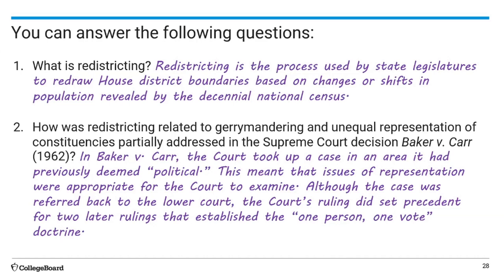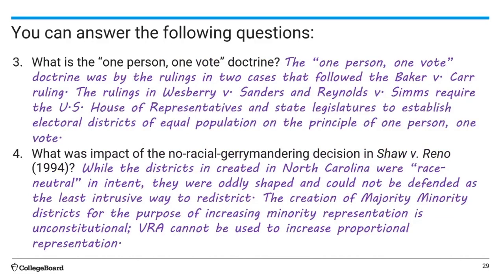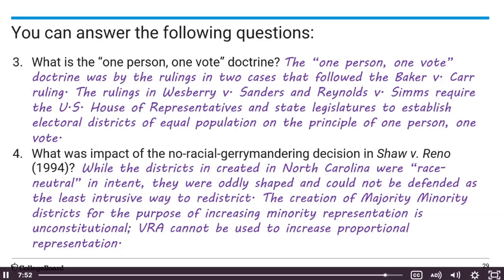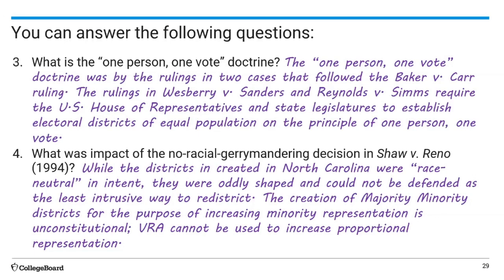And then the one person, one vote doctrine that got initiated with Baker v. Carr, but really was put into place later with Westberry v. Sanders. And then the impact of no racial gerrymandering decision. We see more districts being created that may really not be fair in terms of the inability to create majority-minority districts.